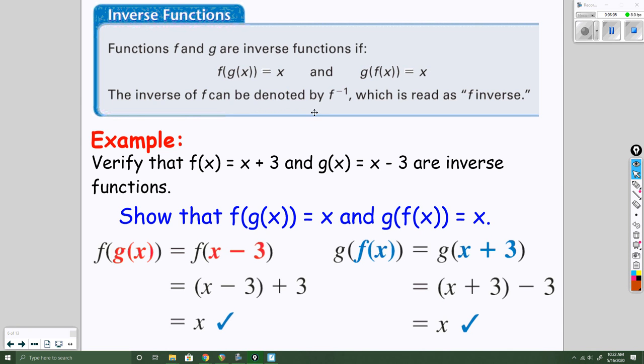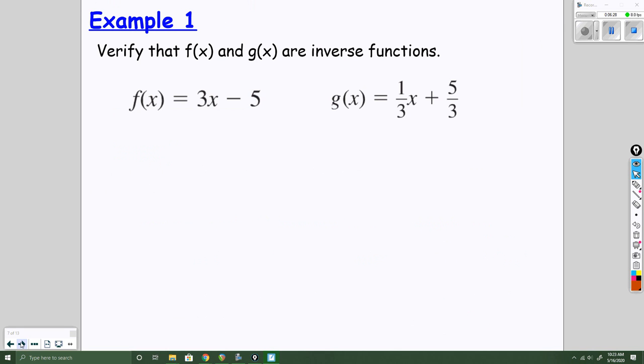Inverses can be defined as f inverse, which has that -1 there. It's not f to the negative first power, it's f inverse. We could show that f of g of x equals x and g of f of x equals x by plugging one function into the other. Let's demonstrate this on the next example here.